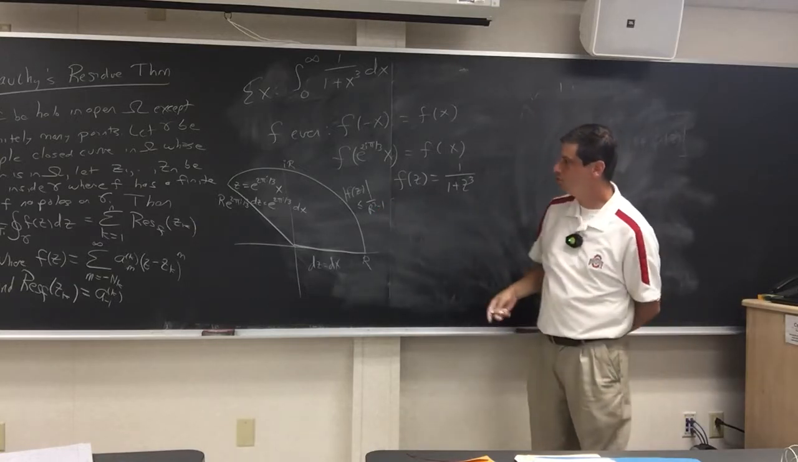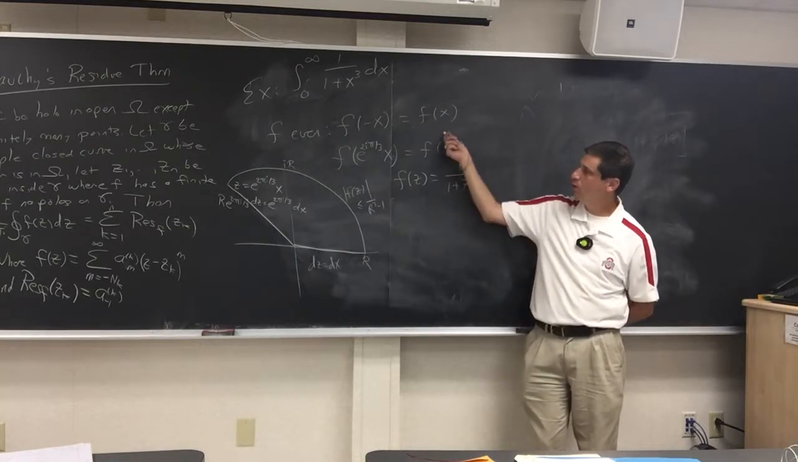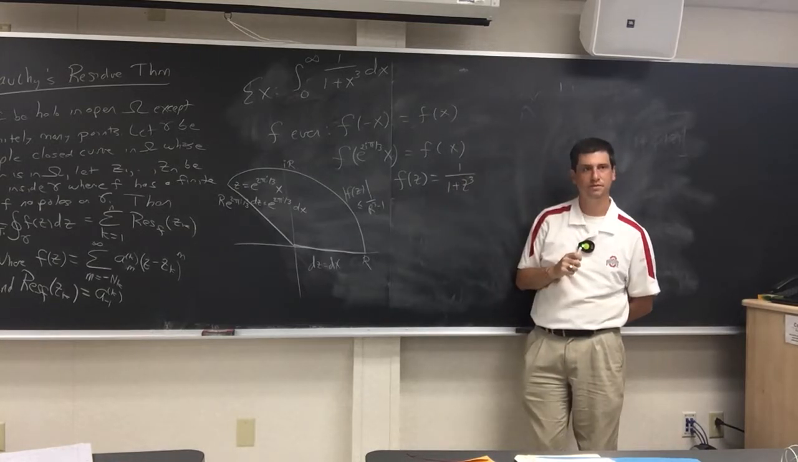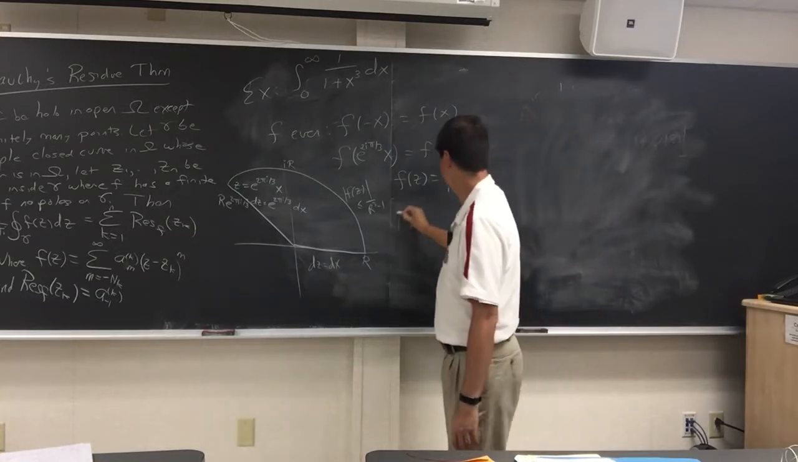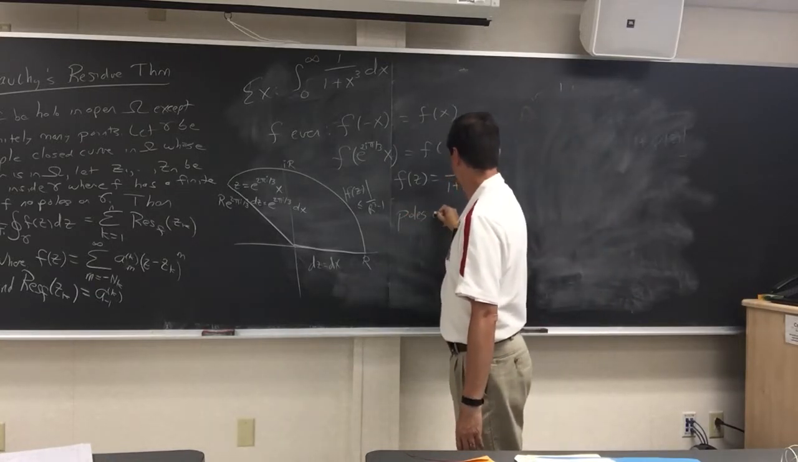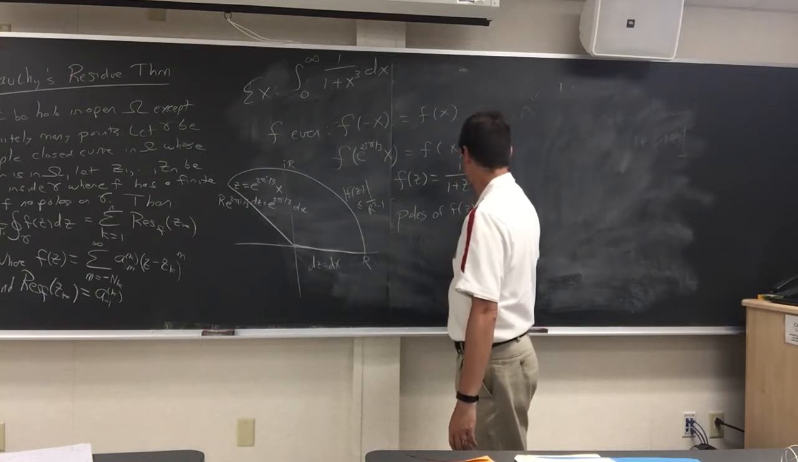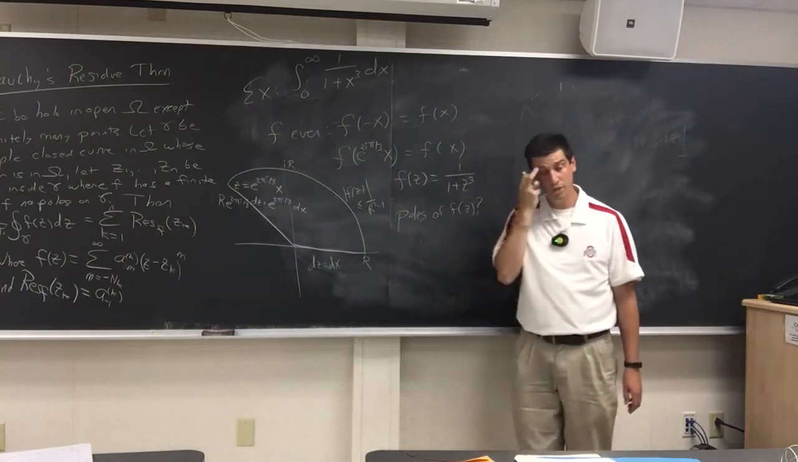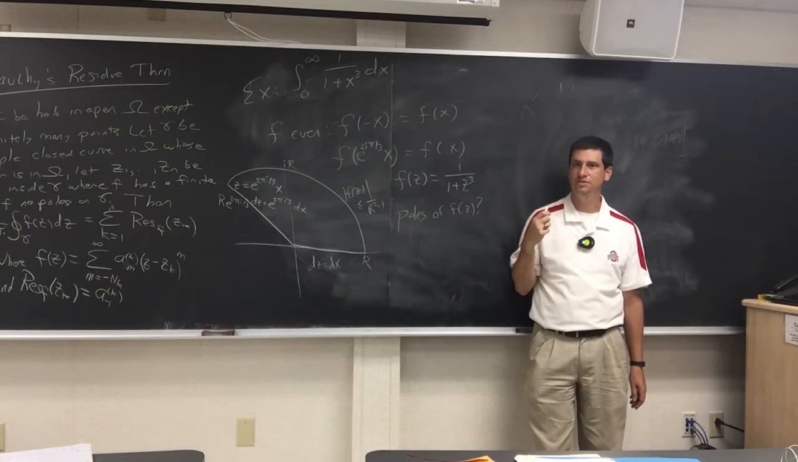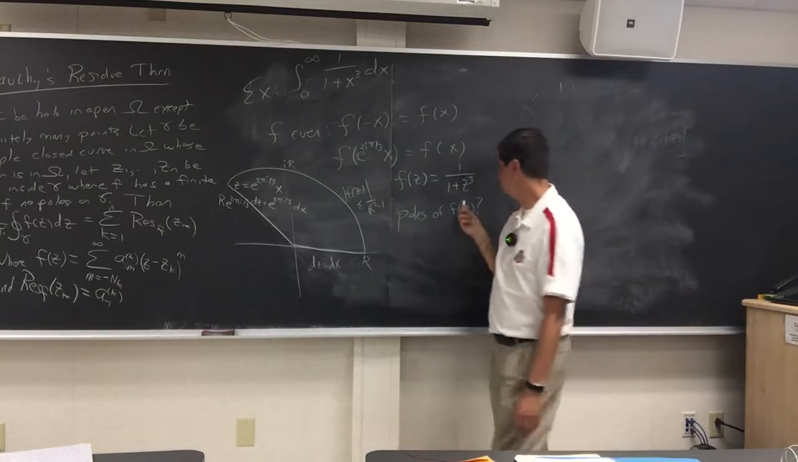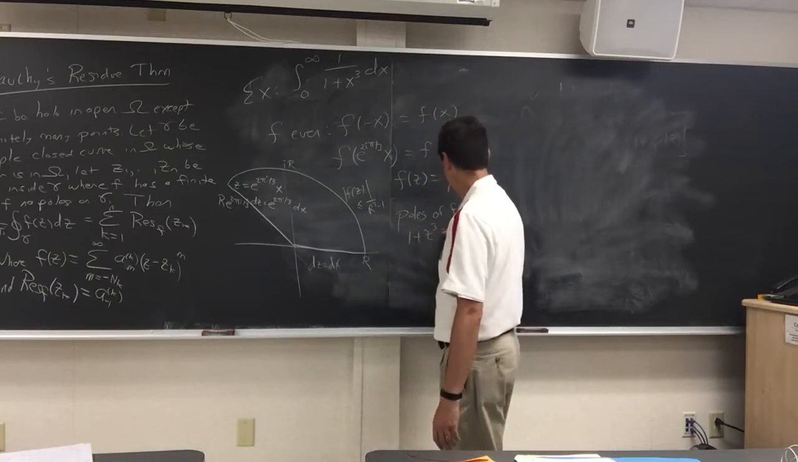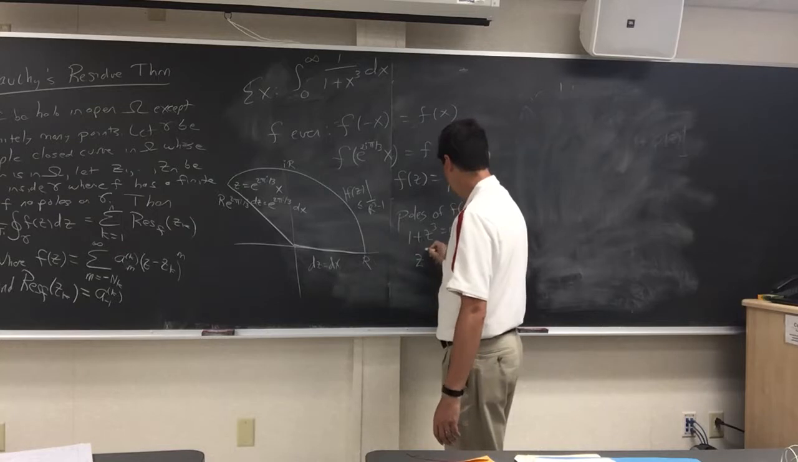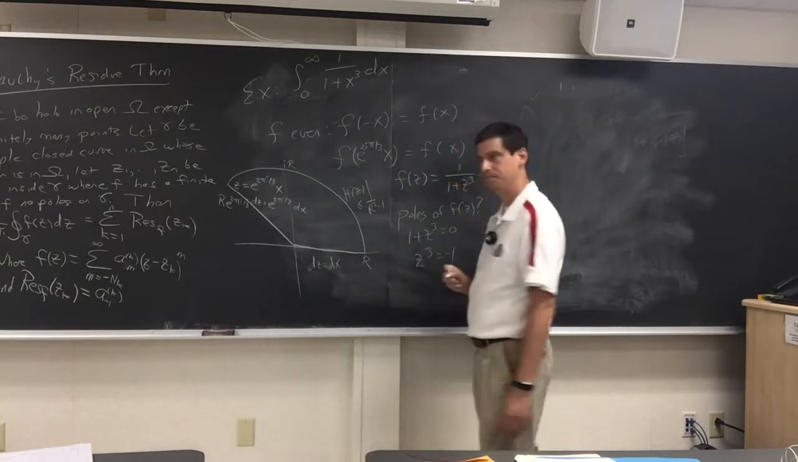Okay, so now the only problem left is we have to figure out, where does this function blow up? So where are the poles of f of z? What do we need to find the pole? What must be 0? 1 plus x cubed. So 1 plus z cubed. So we want 1 plus z cubed equals 0. So we want z cubed equals -1.